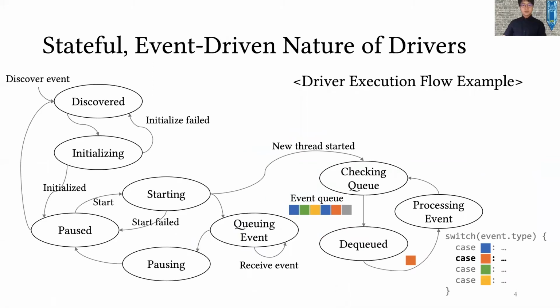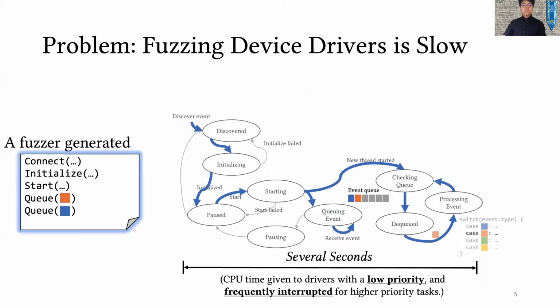Now, let's take a quick look at how device drivers typically work internally. Device driver implementations are state-oriented, where each state transitions to one another based on a narrow set of inputs. In this example state diagram shown on the slide, the device driver first gets discovered, initialized, and then started, and then starts to receive events that are queued into the event queue, which is then dequeued by a separate kernel thread, and it starts to process the payload of the event.